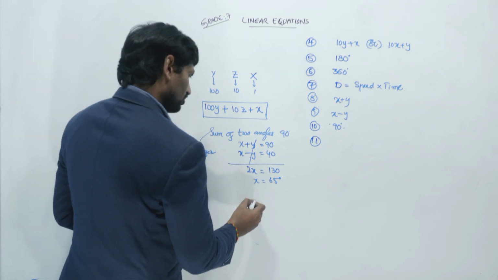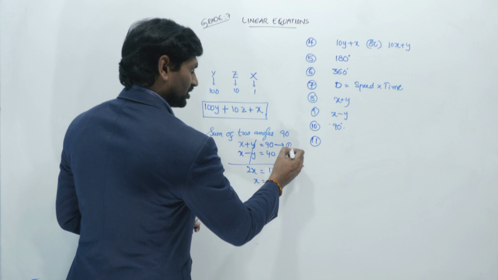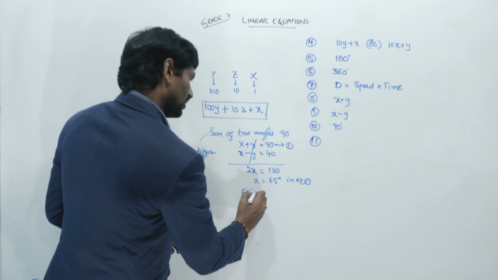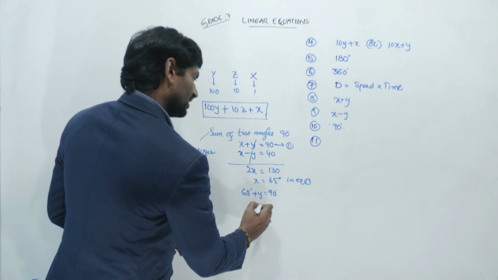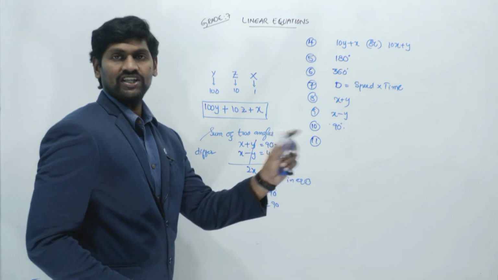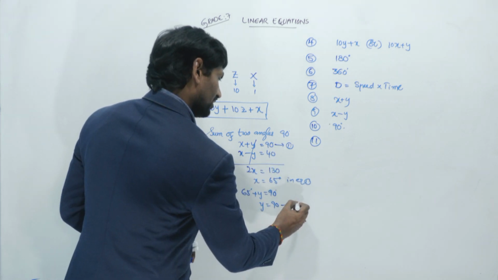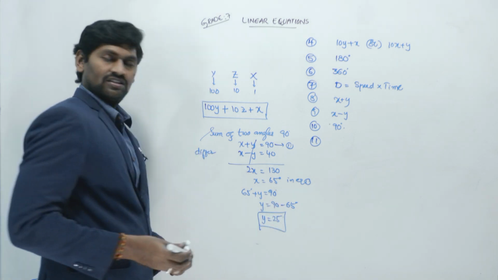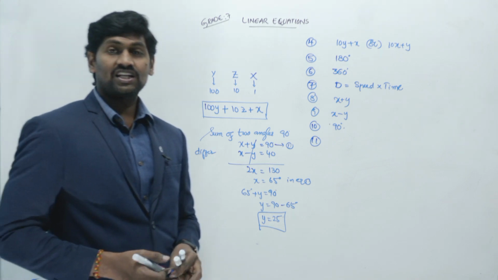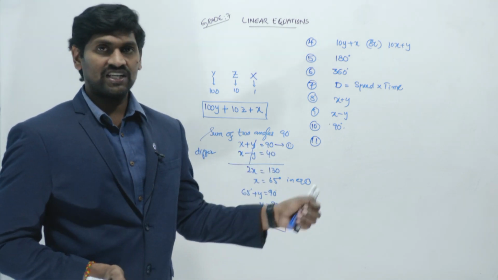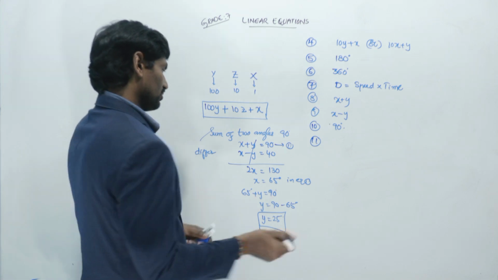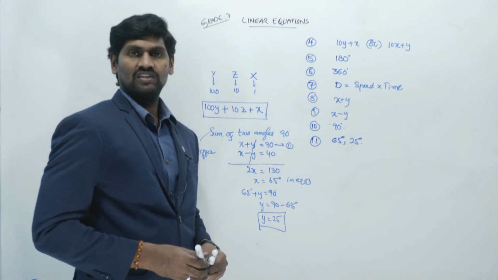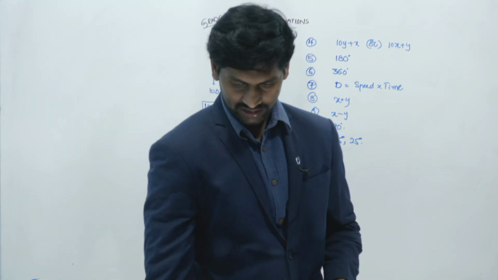Now what about the Y value? To find the Y value, substitute it in equation 1. So 65 plus Y equals 90 degrees. Y is equal to 90 minus 65, since 65 transposes and becomes minus 65. Then the answer is 25. So 65 and 25 are the two complementary angles whose sum is 90 degrees. Therefore the angles are 65 degrees and 25 degrees. Clear?